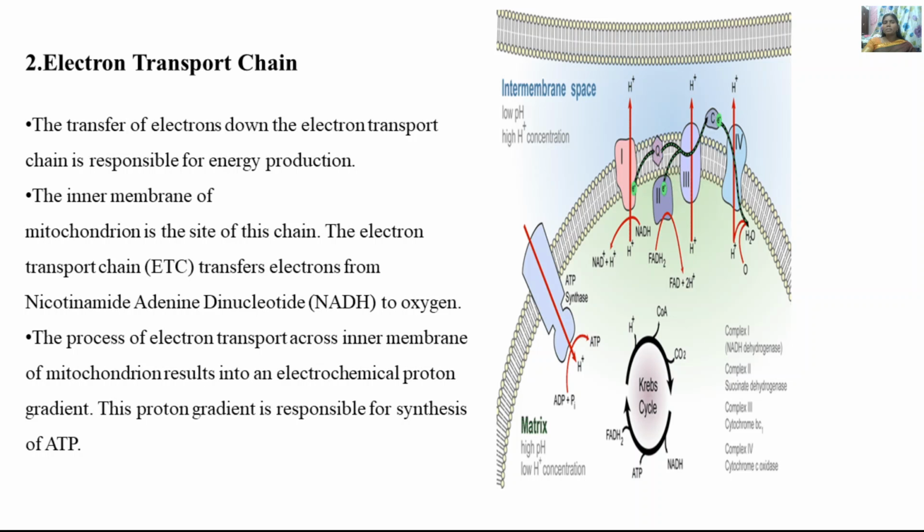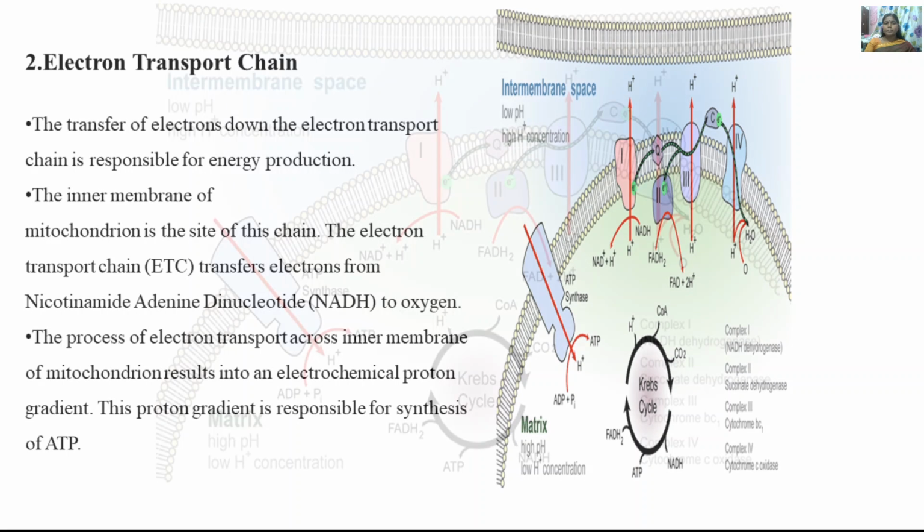The inner mitochondrial membrane has complexes. The transfer of electrons down the electron transport chain is responsible for energy production. The inner mitochondrial membrane is the site of this electron transport chain. So this electron transport chain has different complexes, that is NADH, FADH, then you have cytochrome C and ubiquinone. All these have a role in the process of electron transport across the inner membrane of mitochondria and result in an electrochemical proton gradient. This proton gradient is responsible for the synthesis of ATP.